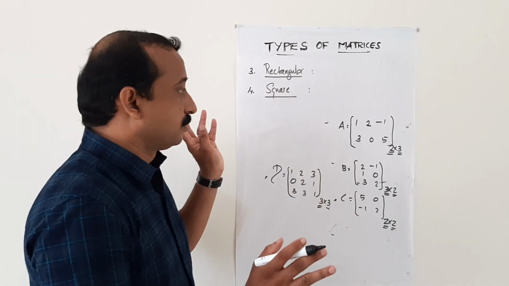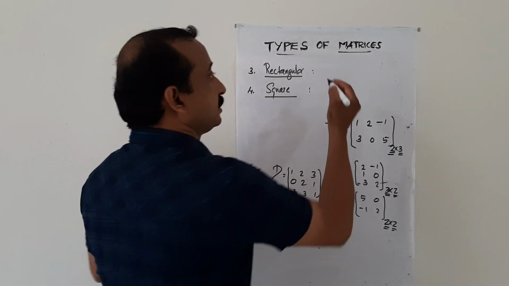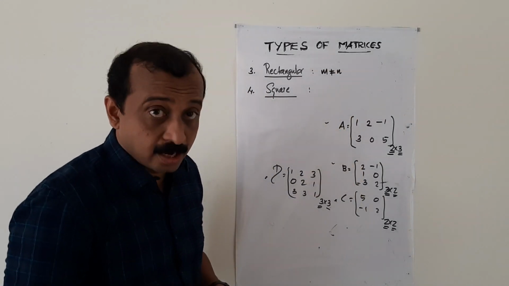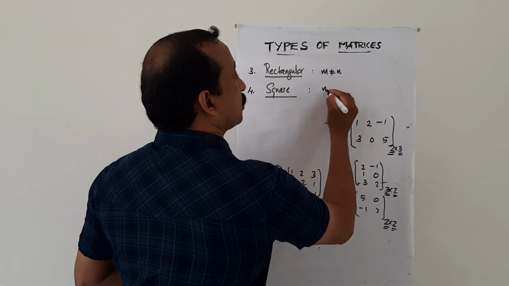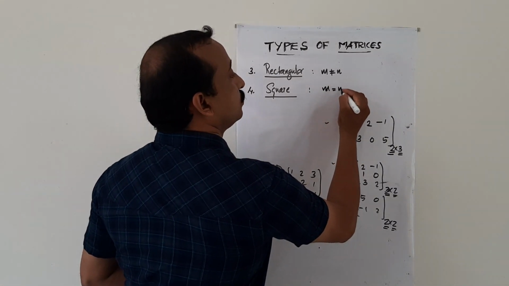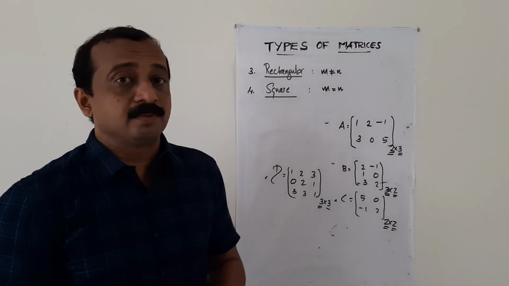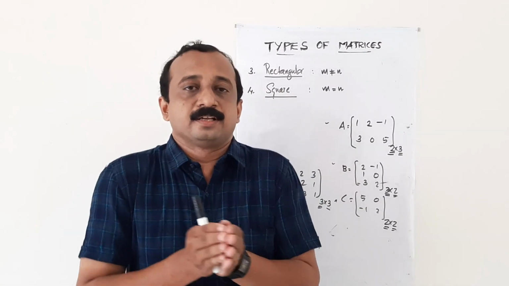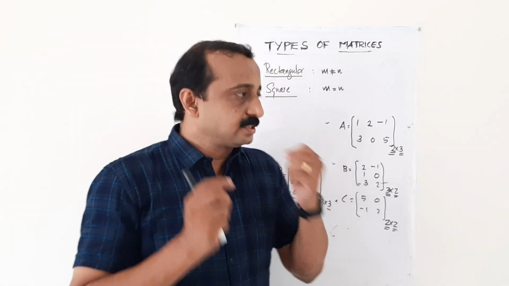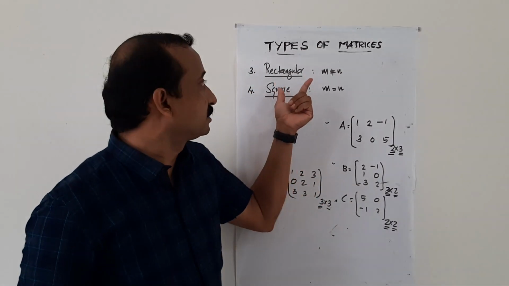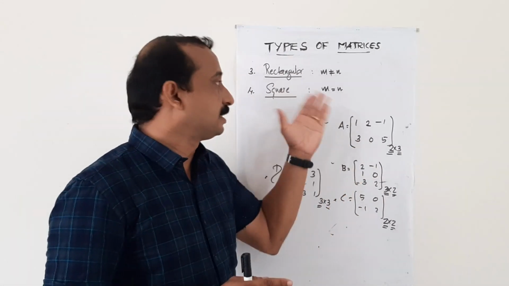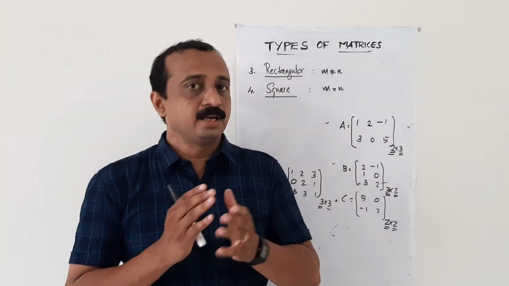That means our definition says that when the number of rows and the number of columns are not equal, that type of matrix is called a rectangular matrix, and when the number of rows is equal to the number of columns, that type of matrix is called a square matrix.